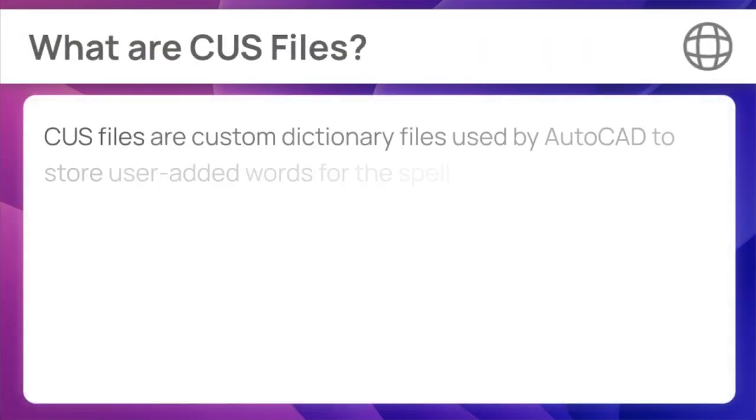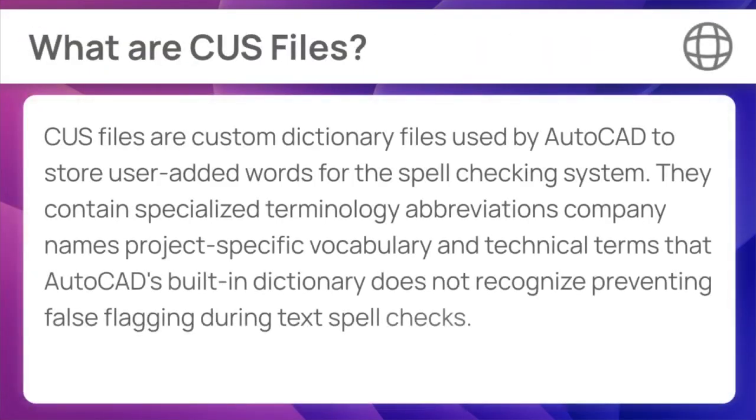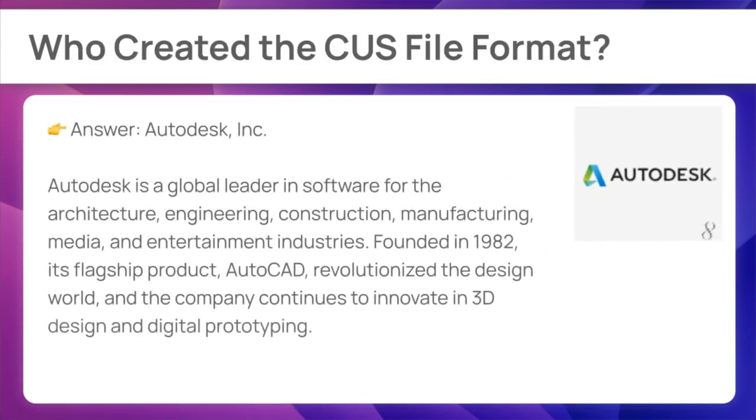CUS files are custom dictionary files used by AutoCAD to store user-added words for the spell-checking system. They contain specialized terminology, abbreviations, company names, project-specific vocabulary, and technical terms that AutoCAD's built-in dictionary does not recognize, preventing false flagging during text spell checks.